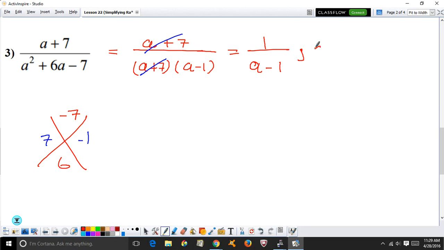So which value of a do I need to exclude? In this case, it will be 1. Because if I substitute 1, I will have 1 minus 1. I will make 0 in the denominator, and that's undefined. So that's why I need to exclude that number. So this is my final answer, the simplified version of the original, and you need to tell me which number needs to be excluded.